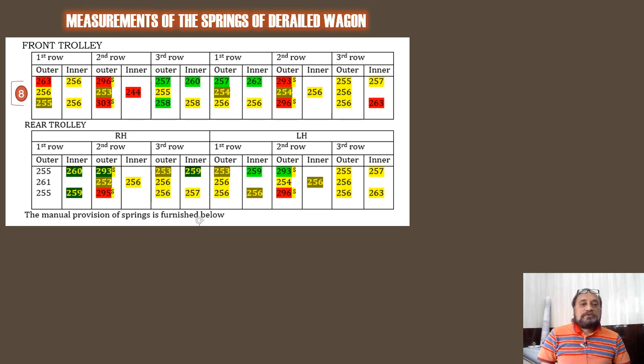In the third row, see again we have all different colors according to the difference in the free height, which is more than 3 mm.